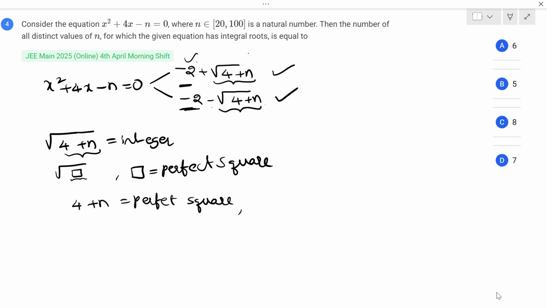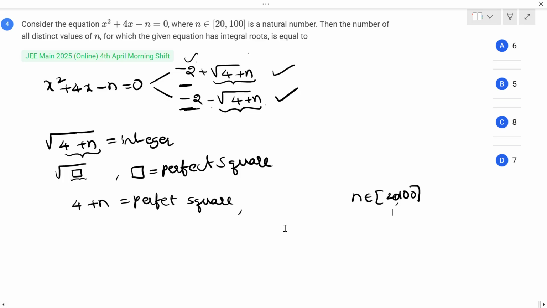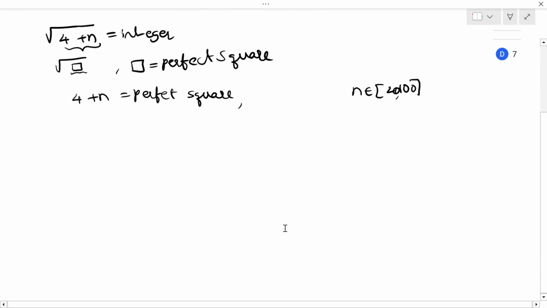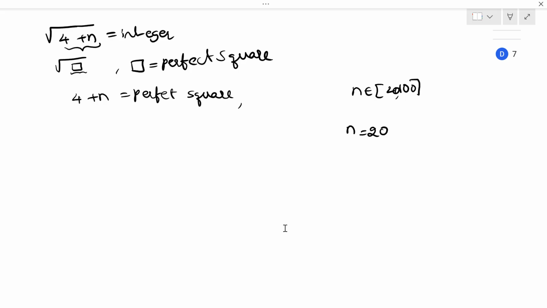And also understand that n should be taken only from 20 to 100, not anything. So from 20 to 100 I should take the n, and count how many such perfect squares can come. Let us start with the least value, n is equal to 20. If I put n equal to 20, what is the value of 4 plus n? That is 4 plus 20, which is 24. Is it a perfect square? No, not at all. What if you put n equal to 21? Then 4 plus 21 is how much? 25. Is it a perfect square? Yes.